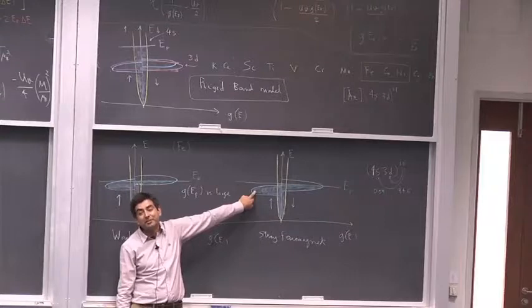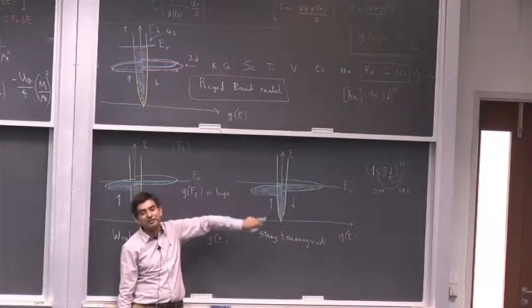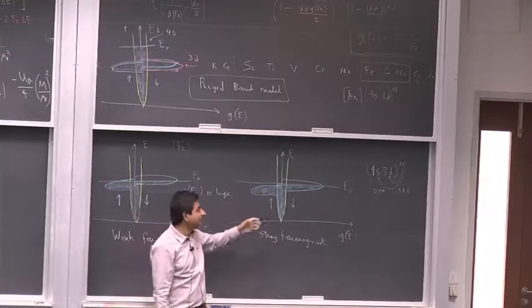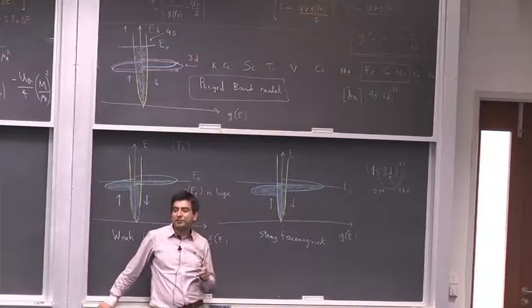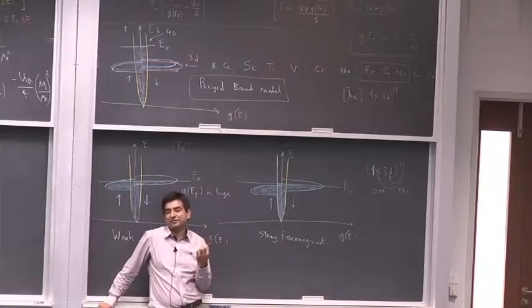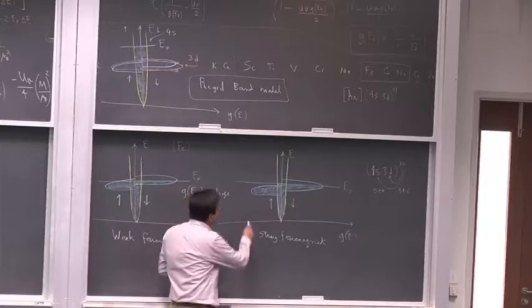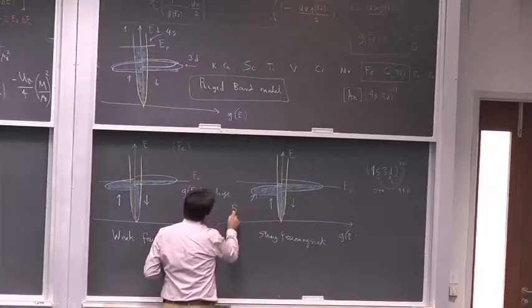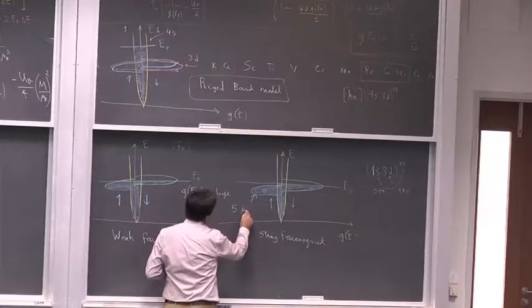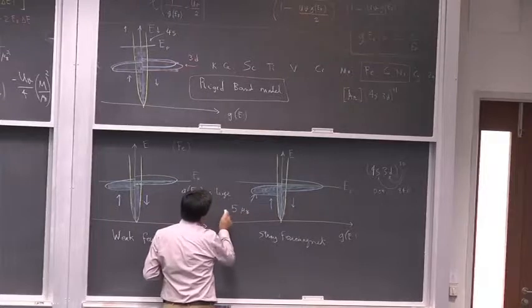So it's a d band. Per orbital, you have 5 kinds of orbitals. Each orbital can carry 1 electron, so you can get 5 electrons. So 5 electrons can go in here, 5 mu b. Okay?